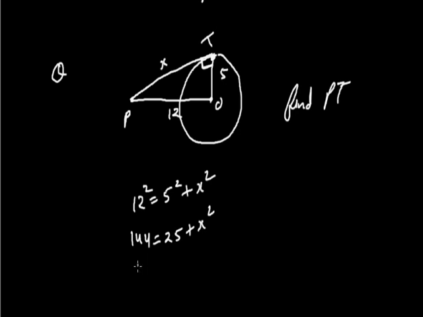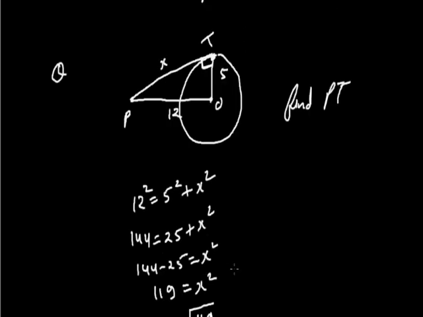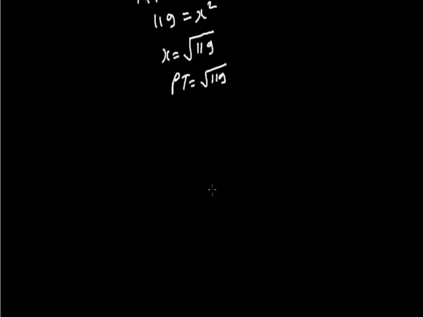When we shift 25 to that side, 144 minus 25 equals x squared. So 144 minus 25 is 119, which equals x squared. So x equals the square root of 119. The length of the tangent PT is root 119. Always remember where the 90 degree angle is made: it is always made at the point of contact, where the tangent and the radius meet. One more important fact regarding tangents.